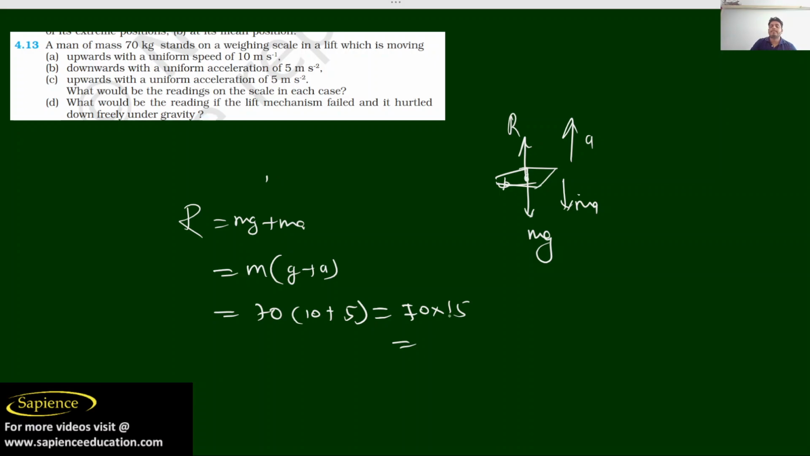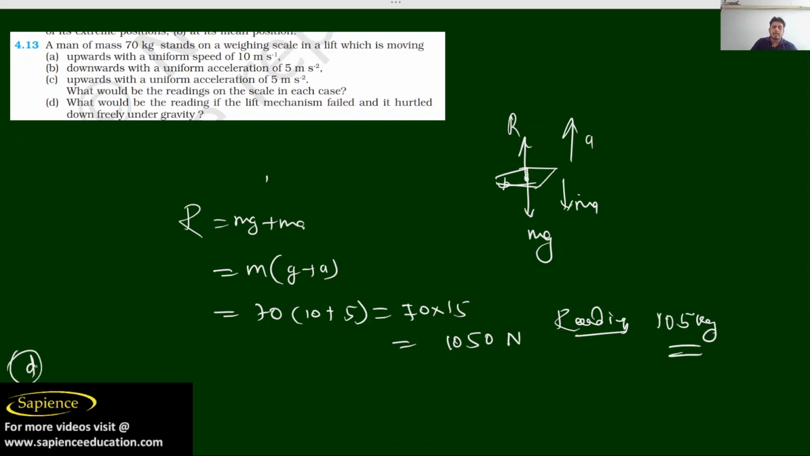So this will be 1050 Newton. So what will the reading be? In the reading we should take out the value of g, that is 10. So this will be 105 kg. So this is the third reading.